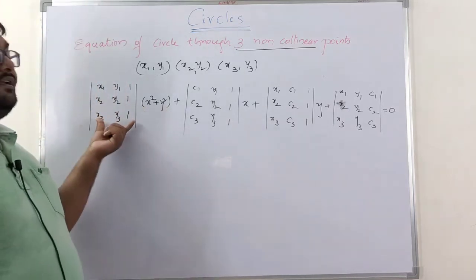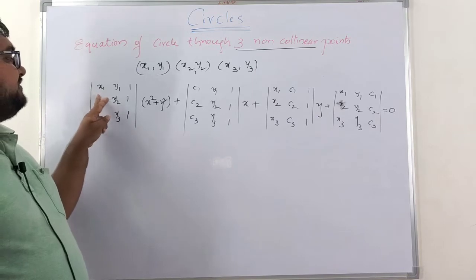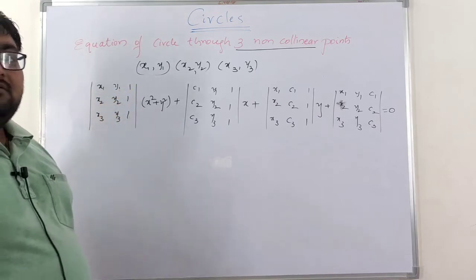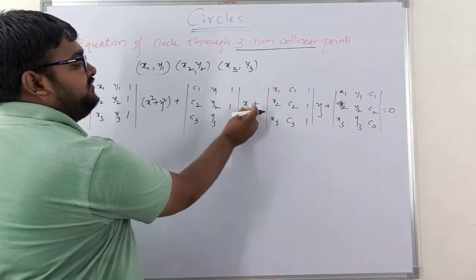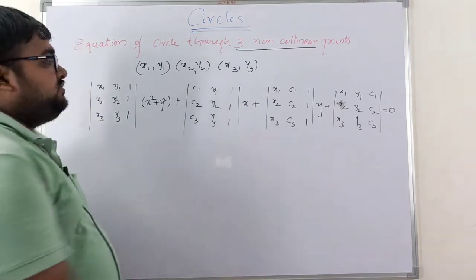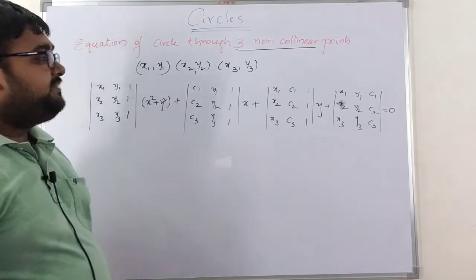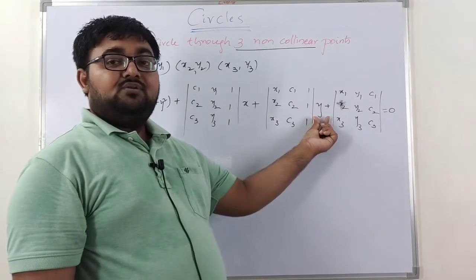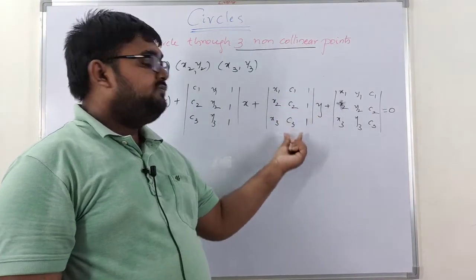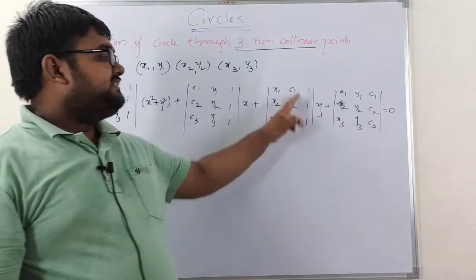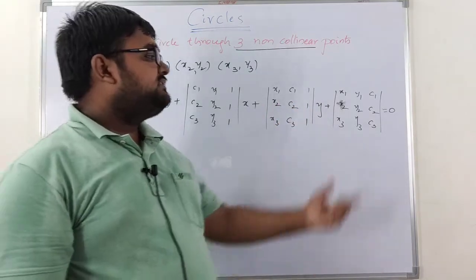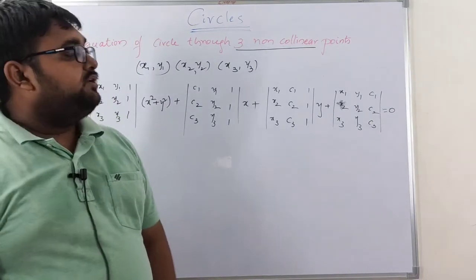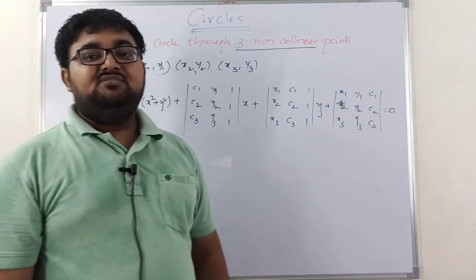So its coefficient is nothing but the determinant of x1 y1 1, x2 y2 1, x3 y3 1. Next, whenever you need to find the x coefficient, wherever you are having x1 x2 x3, replace with c1 c2 c3. Whenever you want the coefficient of y, instead of y1 y2 y3, replace c1 c2 c3. Next, to find the constant, instead of the ones column, you replace them with c1 c2 c3.